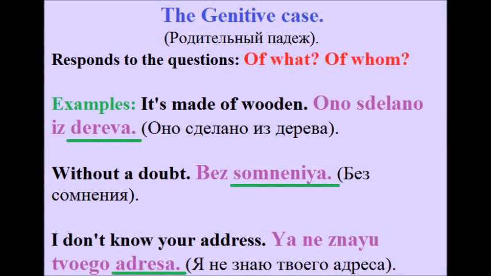The genitive case, родительный падеж, responds to the questions of what or of whom. Examples: it's made of wood. Оно сделано из дерева. Without a doubt. Без сомнения. I don't know your address. Я не знаю твоего адреса.